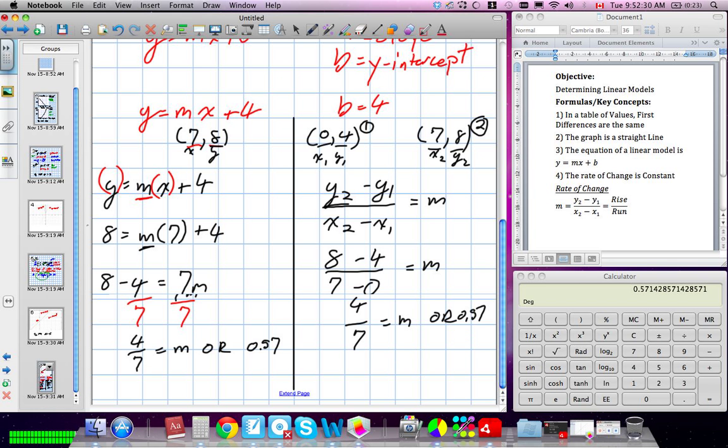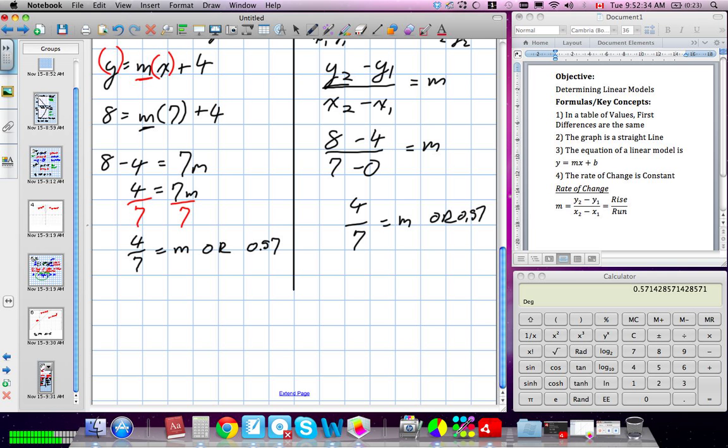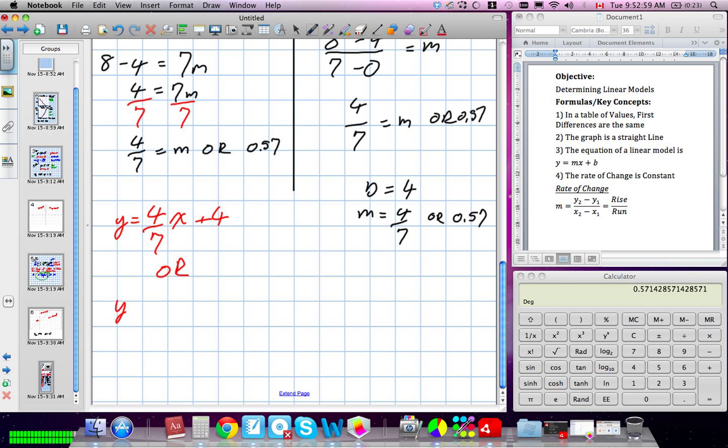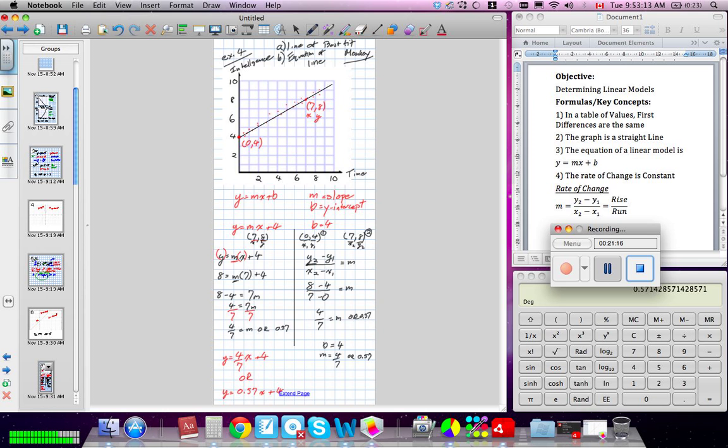Now here's the important part. We have to put it into our equation. Remember, our b was 4, and our m is 4 over 7, or if you like the decimal, 0.57. Our equation of our line of best fit was y is equal to 4 over 7 x plus 4, or y equals 0.57x plus 4. And we're going to quickly prove that, just to make sure that that would be our graph.